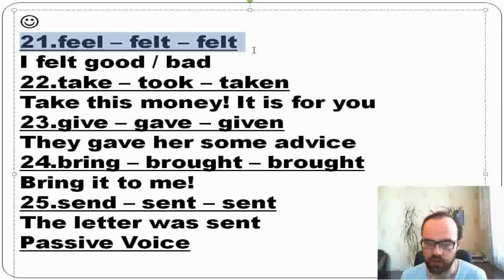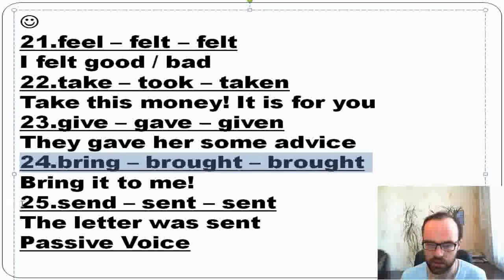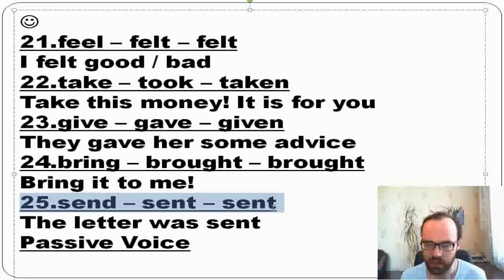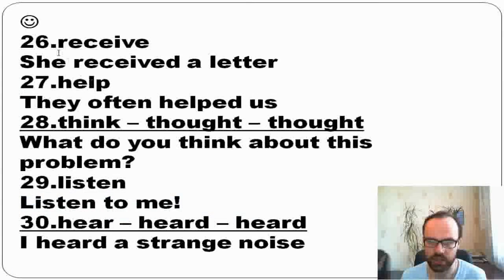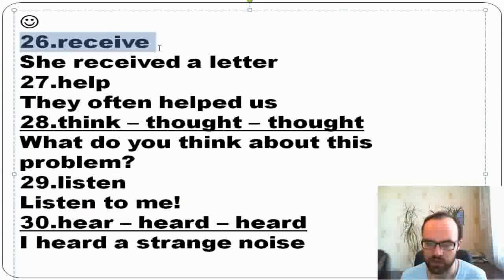Feel, felt, felt. I felt good. I felt bad. Take, took, taken. Take this money. It is for you. Give, gave, given. They gave her some advice. Bring, brought, brought. Bring it to me. Send, sent, sent. The letter was sent, so it's passive voice, past simple. Next, receive. She received a letter.